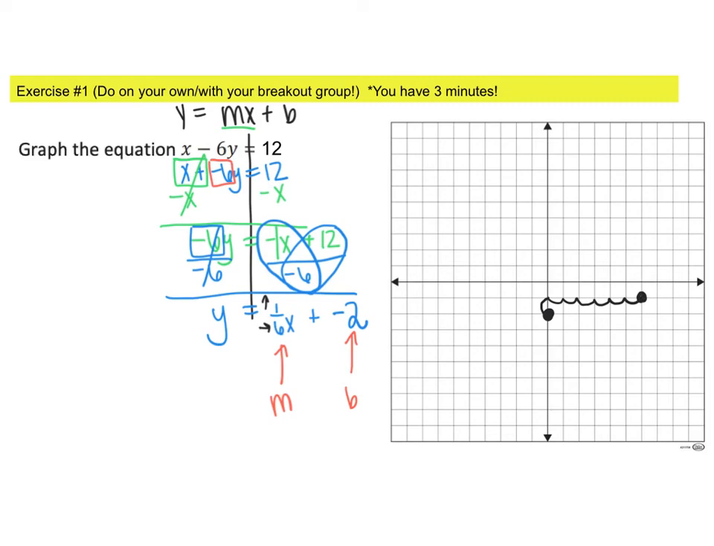There's my point. If I wanted to have the point that came before over here, I would just, instead of going up 1, go down 1, and instead of going right 6, go left 6. 1, 2, 3, 4, 5, 6. But remember, you only need 2 points to make a line. Check your work with my work, please.